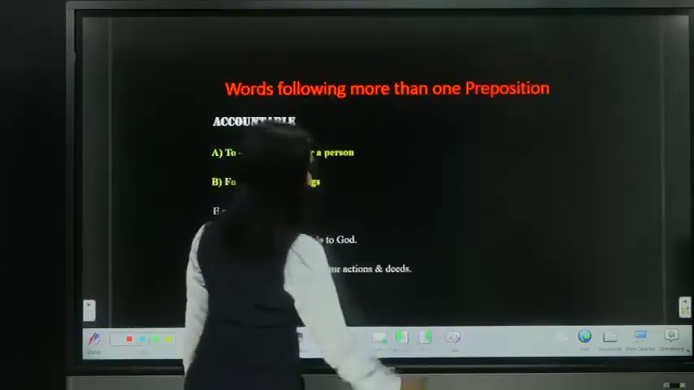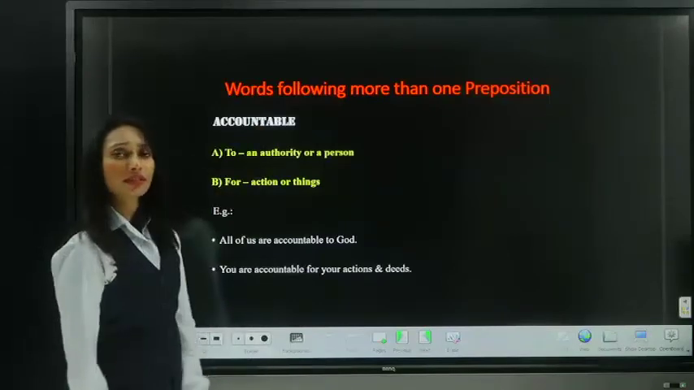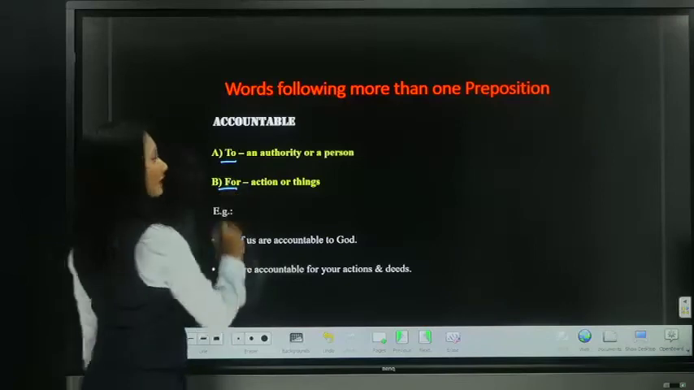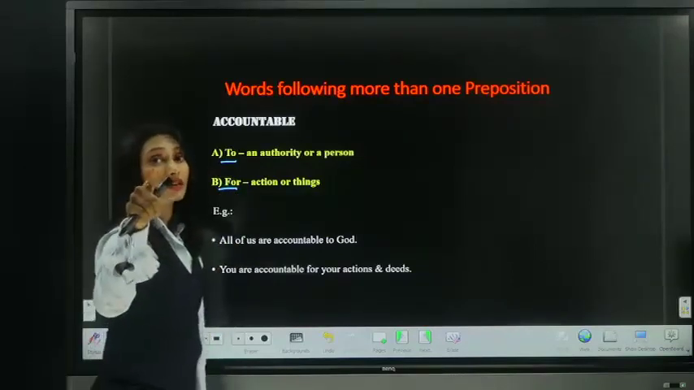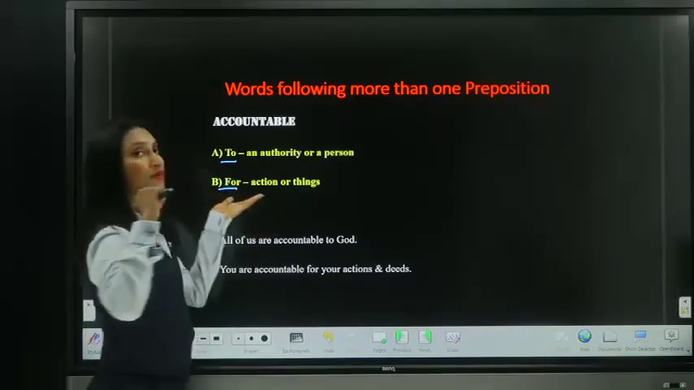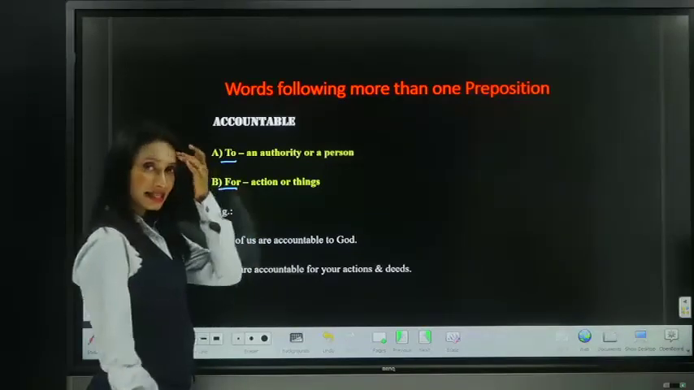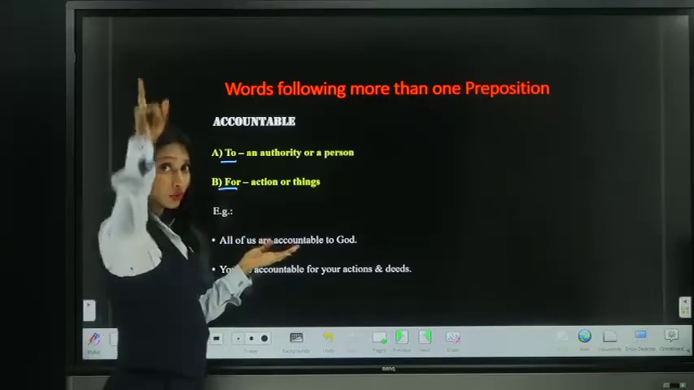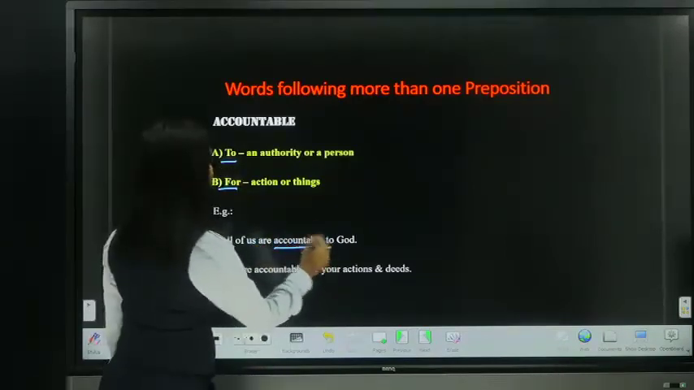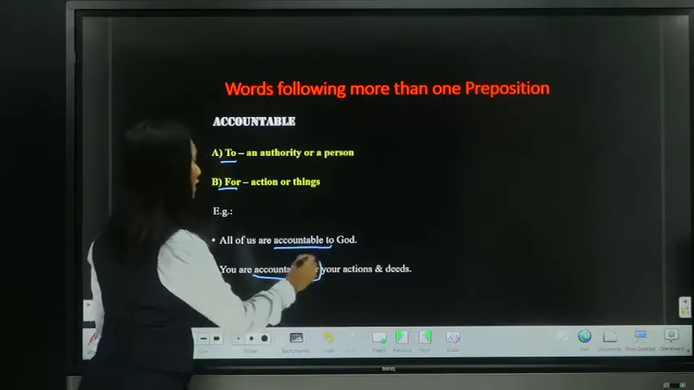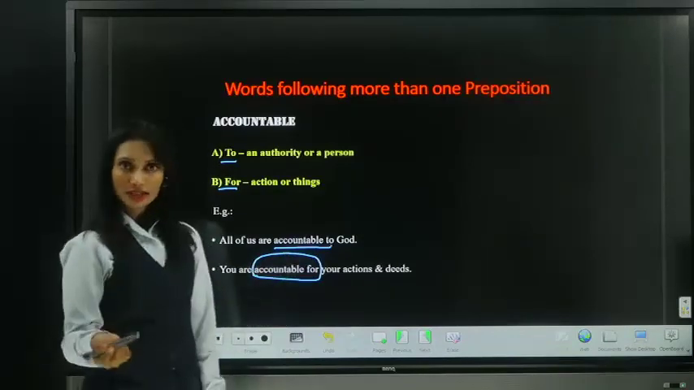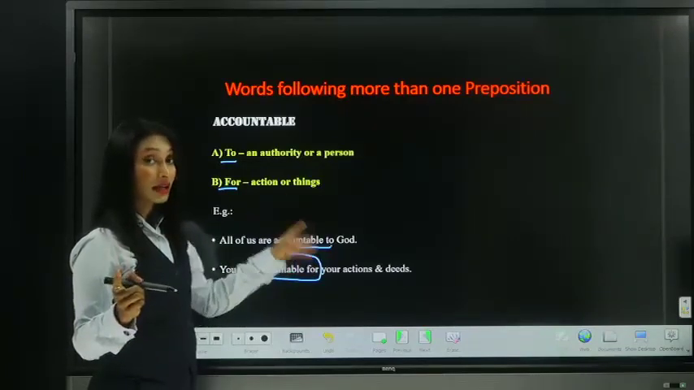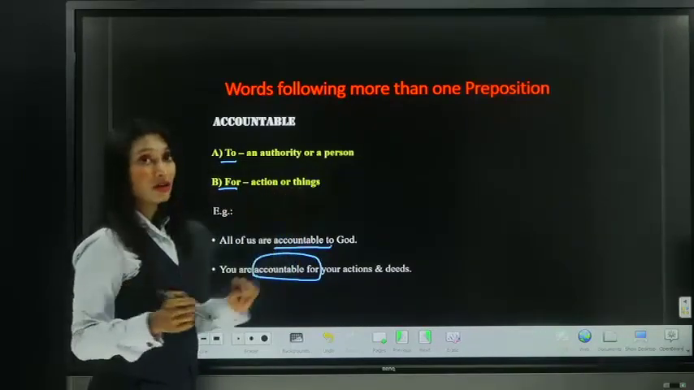Now, moving on to the next one. Accountable is also followed by to. Accountable to, accountable for. You're accountable to a person or authority. You're accountable for your actions or things, the deeds. For example, all of us are accountable to God. Accountable to. You're accountable for your actions and deeds. So, accountable to persons or authorities, accountable for actions or things.